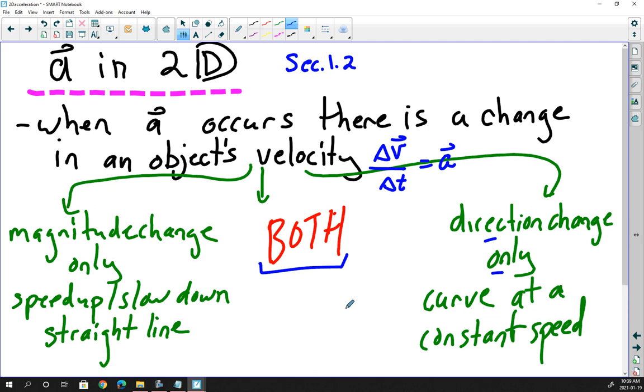So this is just a quick little review that acceleration involves a change in velocity, and that change takes a certain amount of time. Now, in the past, when we've talked about changing velocities and accelerations, it's always been in one dimension. That doesn't necessarily have to be. You can have changing velocities in two dimensions, and that's really what section 1.2 is about.